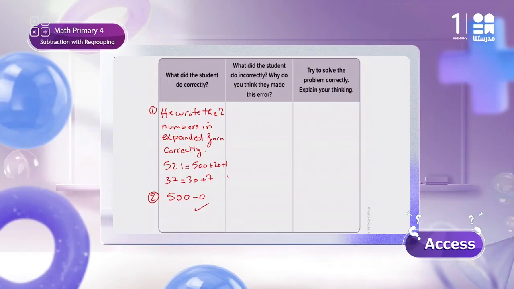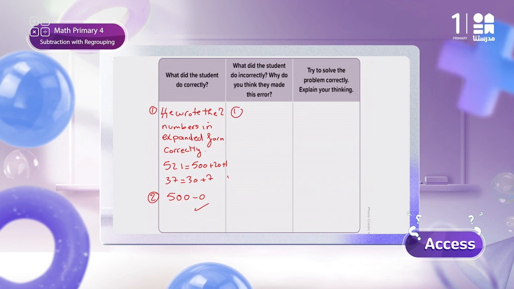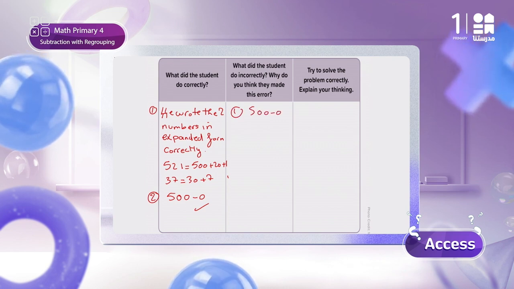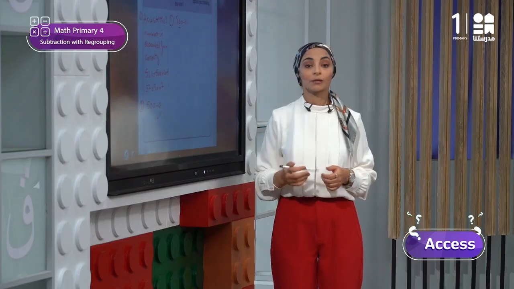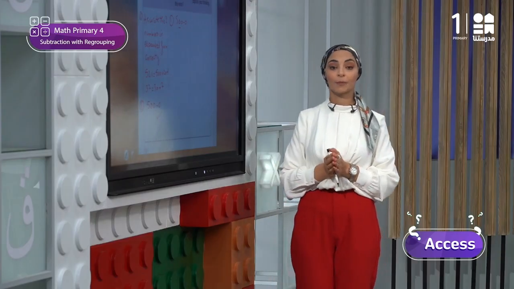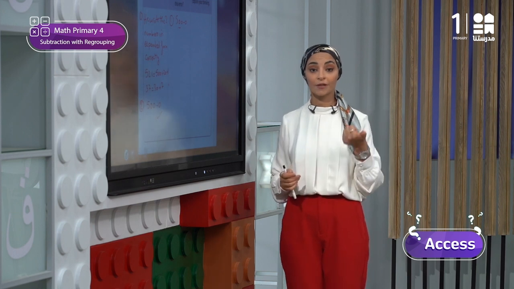The first thing he did wrong is that he started from the hundreds. He did 500 minus 0. He started with the hundreds. But in subtraction we should start with the ones. Right, this is the first mistake.